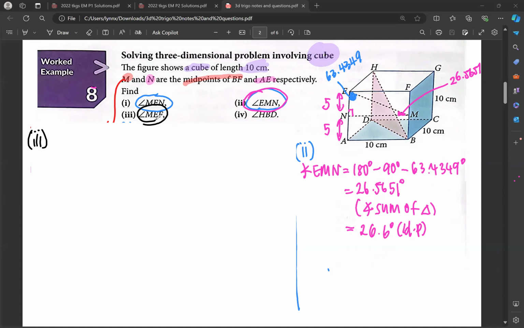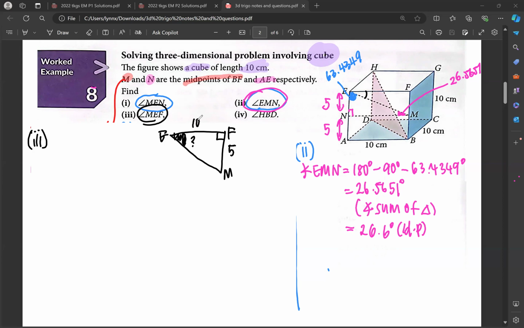Okay, the next one is MEF. So MEF belongs to which triangle? Yes, so you can see here, it goes this way, where here's the 90 degrees. I have MFE. MEF is what I want to find, question mark. Okay, so I have what information? MF is 5.